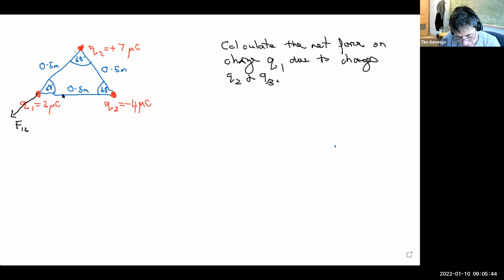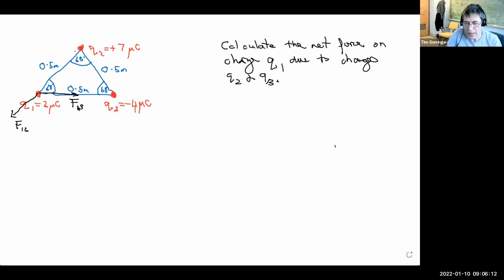And then there's a second individual force. That's the force between Q1 and Q3. I'm going to draw that force. Now, those are opposite charges, so that's an attractive force. Here's the force arrow. And I'm going to label that with F13. It's the force of charge 3 on charge number 1. So those are the two individual forces.